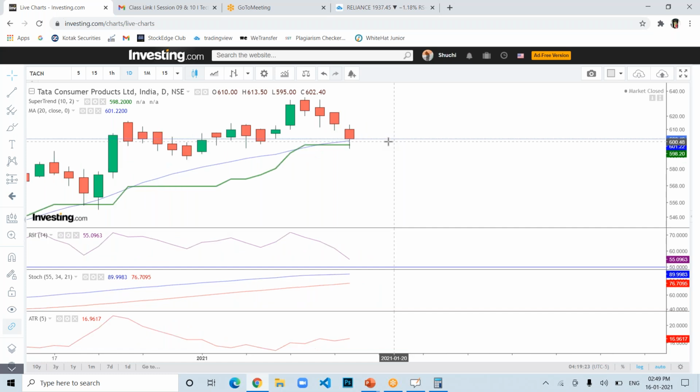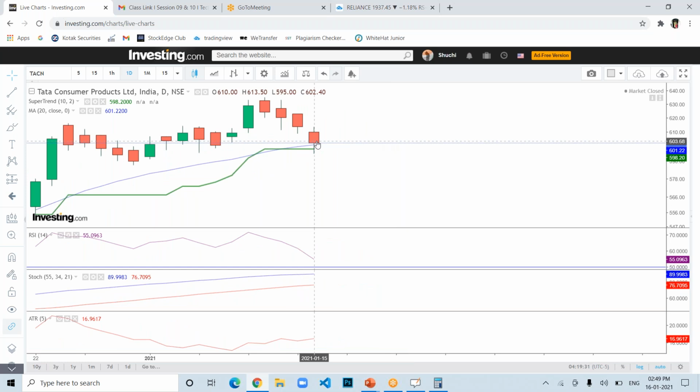How? RSI is above 50. Stochastic blue line is higher than the red line. Super trend is below the moving average line. Low of the price is below the super trend. Closing or current price is above the super trend. So you buy somewhere around here, 603 at the closing price. ATR is approximately 16.96, so 17 into 1.1 is your stop loss, and 34 rupees from this level is your target.